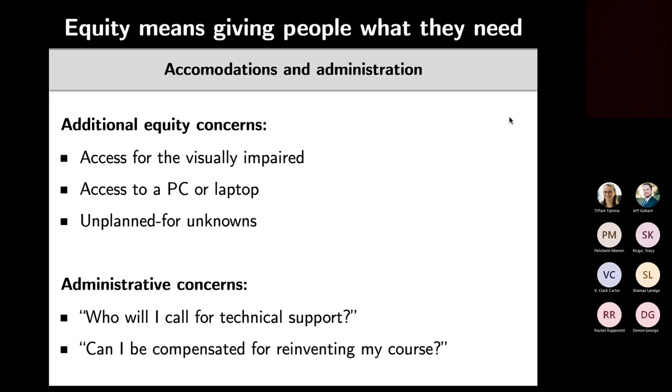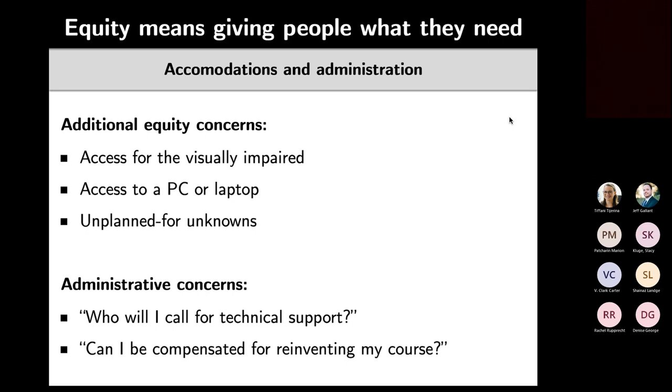So equity means giving people what they need, like textbooks. But it also means giving everyone what they need, including people who may have issues accessing these materials. Access for the visually impaired is something I want to learn more about, how to make these open source materials more accessible. There are challenges.